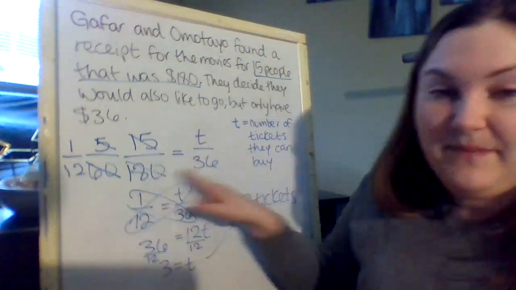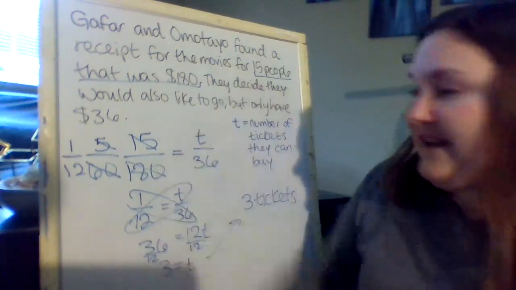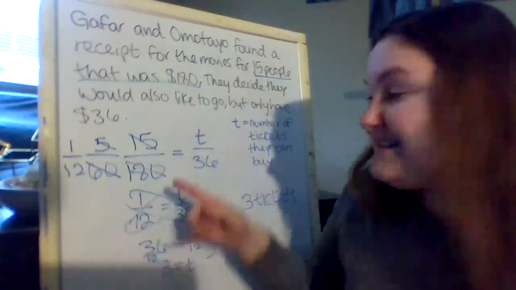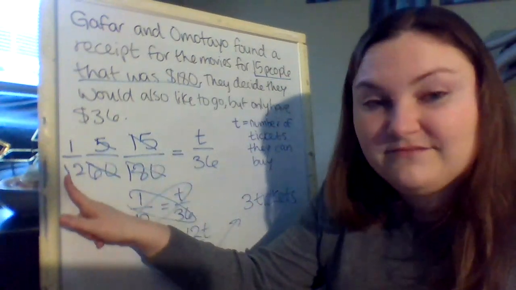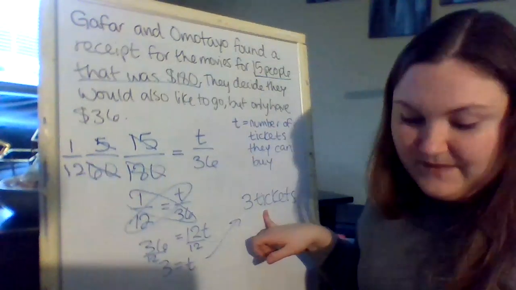One way is setting it up like this with a proportion, 2 ratios, and solving it like that. I guess the second way is setting it up like this, but then simplifying first before you cross multiply. Both of those give you the same answer.